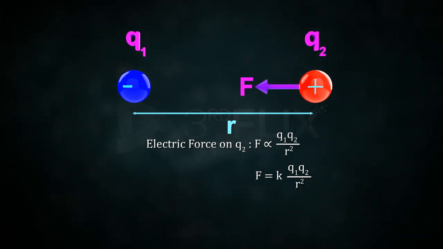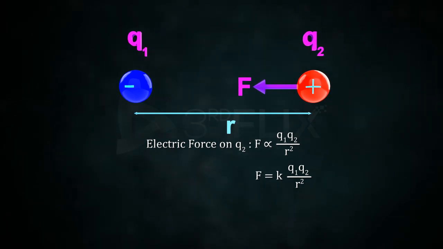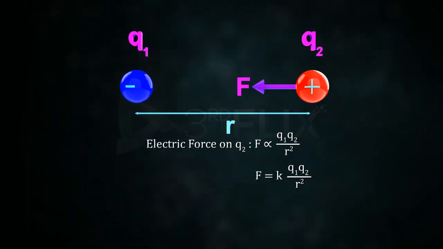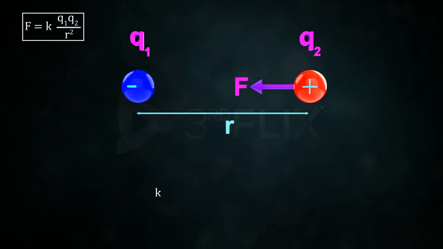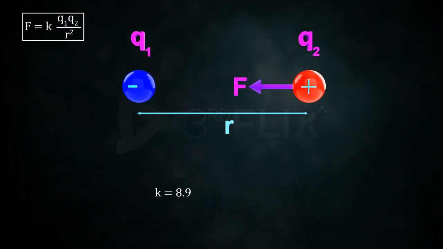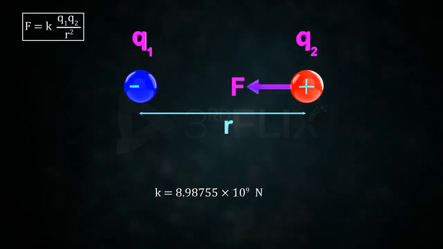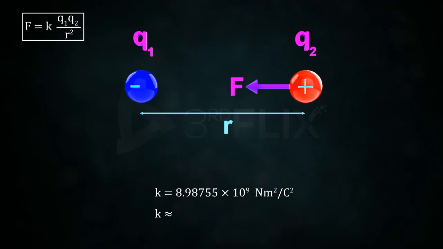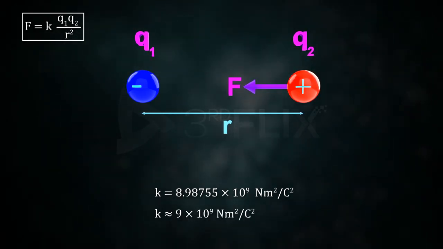K is a constant of proportionality. K is independent of the charges or distance between them. It depends on the medium in which charges are kept. From experiments, the value of K for free space is found to be 8.98755 into 10 power 9, or approximately 9 into 10 power 9 Newton meter square per Coulomb square.